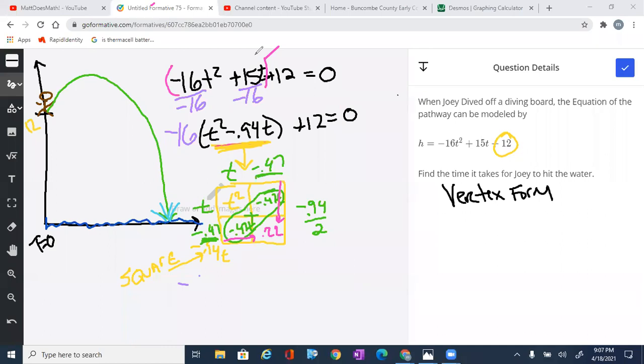Write -16 in parentheses. I'm going to write t, and I'm going to write it in green because that's what we're working with. T minus 0.47 squared, and that is because there's two of them, and that's why it is squared. Okay, and I'm going to add 12 to it.